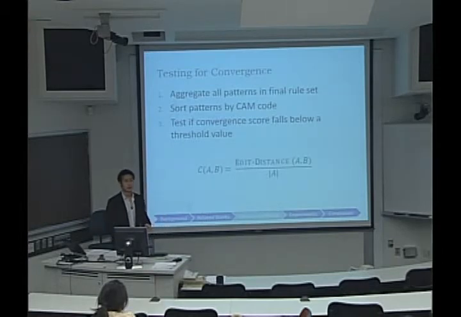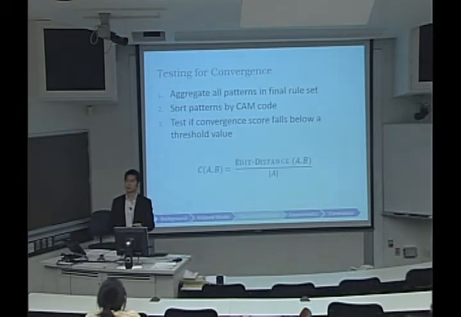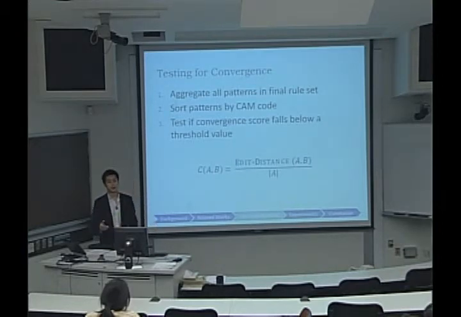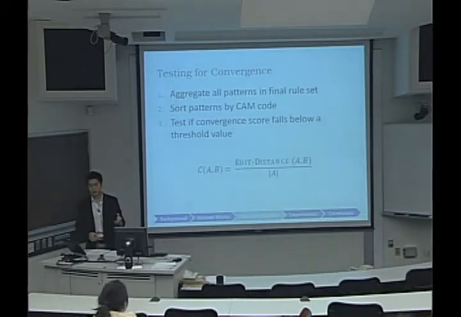In order to test for the convergence of these subgraph patterns, we proceed by taking the following steps. We iterate through all of the rules in the rule set generated by COM, and within each of those rules, we iterate through all of the patterns and add all unique patterns into a pattern list. We then sort these patterns by their CAM code, which is the canonical adjacency matrix code. The CAM code offers a unique encoding method by which we can uniquely identify all the patterns, thereby making the sorted order of patterns unique. And then we test for the convergence by looking if the convergence score falls below a certain threshold value.